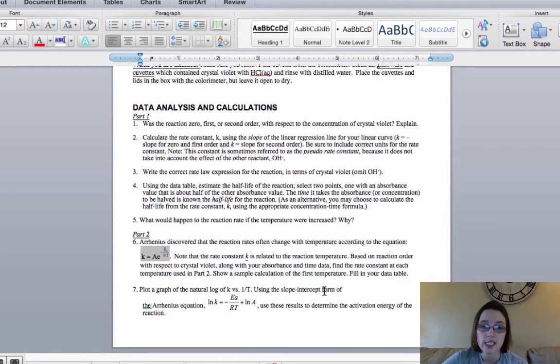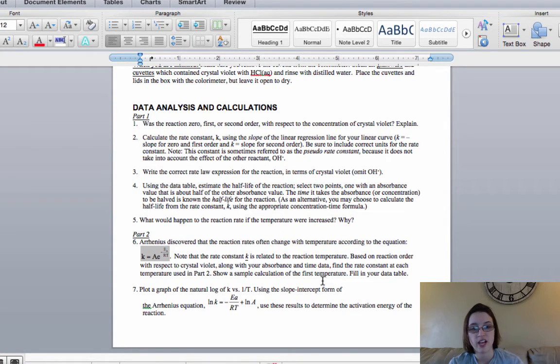The question 6 talks about the Arrhenius equation, and then it tells you based on your reaction order, along with your absorbance and time, find the rate constant at each temperature. This is how you're getting the rate constant for that data table. And then it says to just show a sample calculation for the first temperature. So think about how you found the rate constant in number 2. You're going to be doing essentially the same thing in number 6, but you're doing it for the other 3 temperatures. So find your K based on your order.